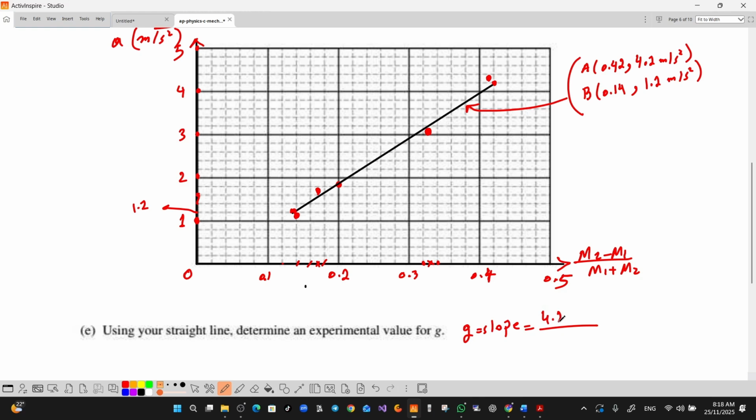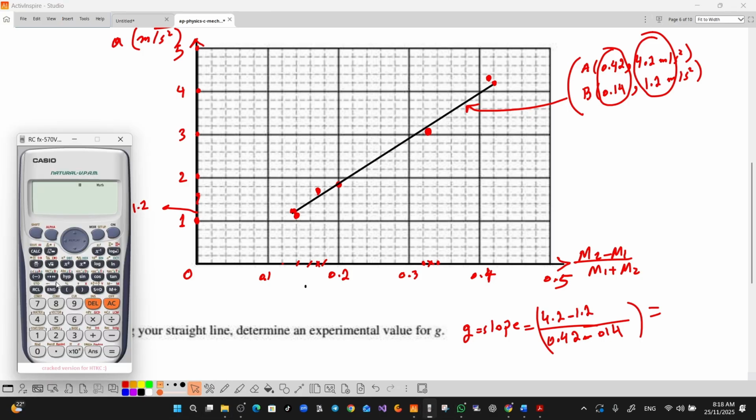So we can write 4.2 minus 1.2, so delta y over delta x. The data here represent the points along the y-axis and the points along the x-axis. So 0.42 minus 0.14. Now let's use the calculator to evaluate the acceleration due to gravity. So 4.2 minus 1.2 over 0.42 minus 0.14, and the answer is 10.71.